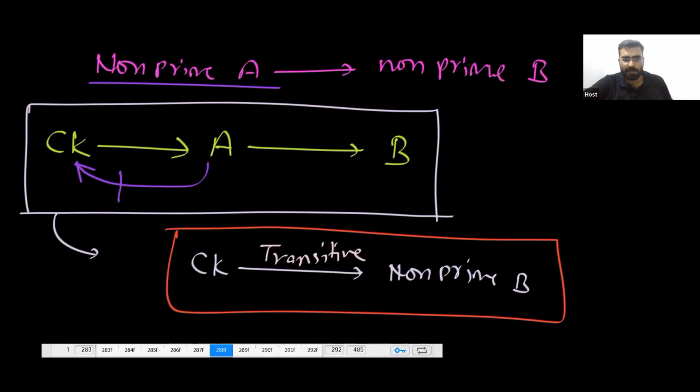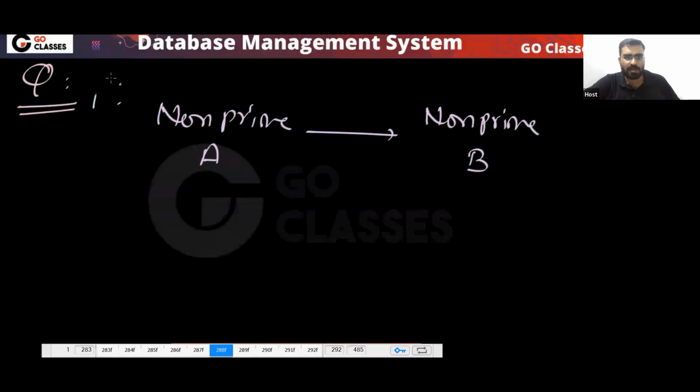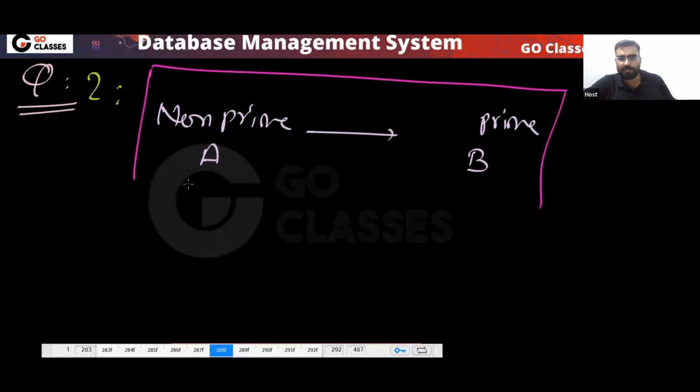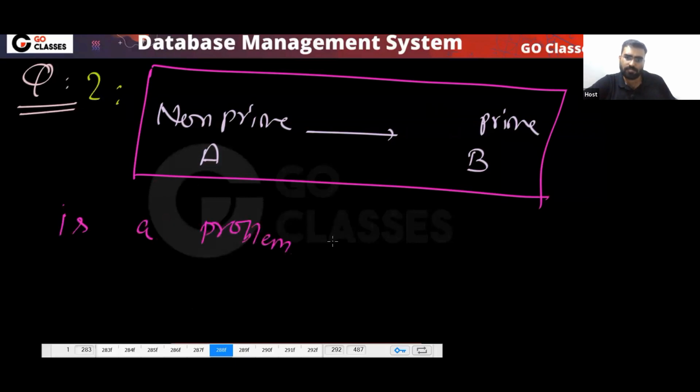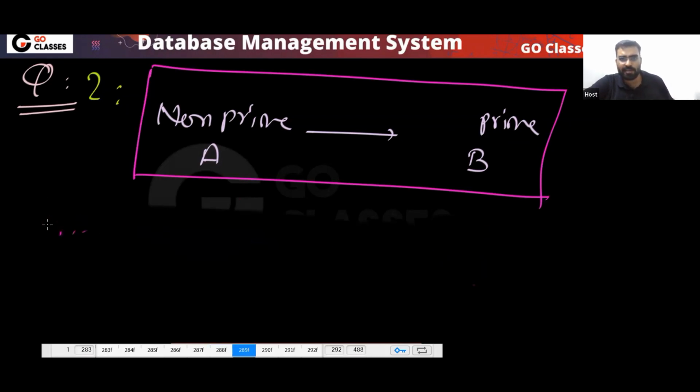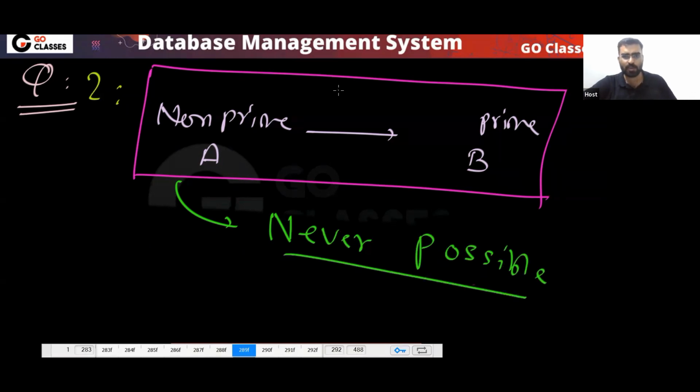Anyway, now tell me. So this was question number 1. Now let me ask you question number 2. Is this a problem to 3NF? This is never possible. This FD is never even possible.